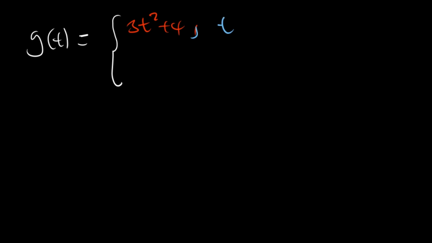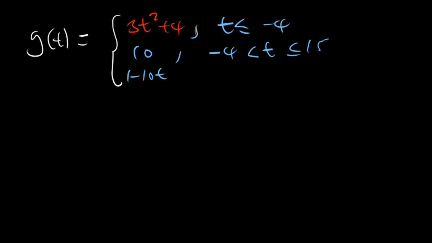t is less than or equal to -4. In between they are saying 10, with the condition that -4 is less than t, then less than or equal to 15. Then the next one is 1 minus 6t, with the condition that t should be greater than 15. So the question was evaluate each of the following.